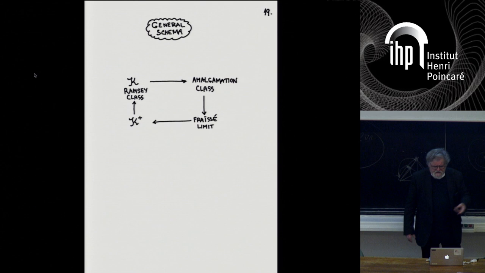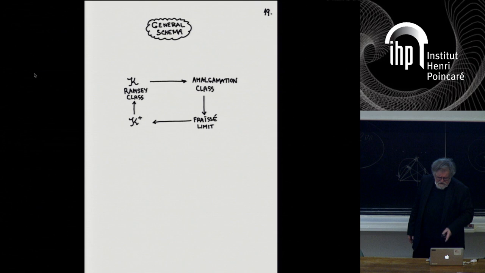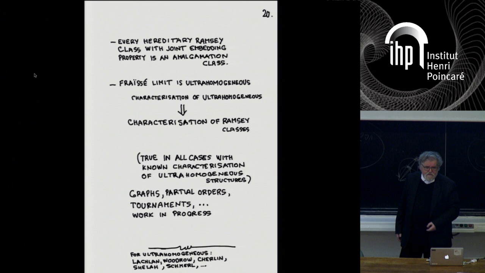By the general schema, if there is a Ramsey class, then it has some amalgamation. It's an amalgamation class. What can you deduce from a Ramsey class? Nothing, right? You just know that there's some mysterious chromatic number that is large, or some coloring is large. But from that, you may deduce that it has the amalgamation property. That's a key property, because if it's an amalgamation class, then it has a Fraïssé limit. A Fraïssé limit is an ultra-homogeneous structure. And for ultra-homogeneous structures there is a characterization project. This is a classical model theory pattern.